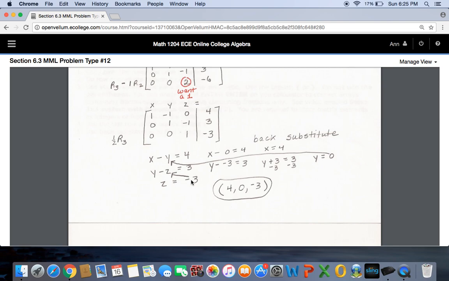Then we're going to back substitute. We're going to plug in this -3 for z in this equation. We then have y minus a -3 equals 3. That means y plus 3 equals 3. Subtracting 3 from each side gives us y equals 0, and we can put that in as the y coordinate in our ordered pair. We also take this y equals 0, and we put 0 in for y into this equation, giving us x minus 0 equals 4. x minus 0 is x, so we have x equals 4, and we put that in the first position of our ordered pair.